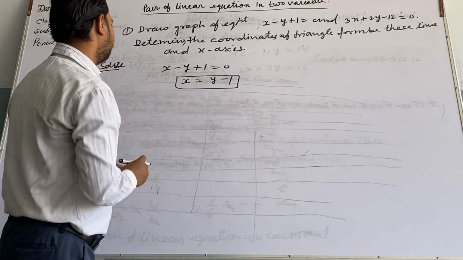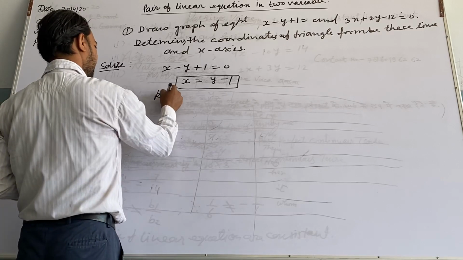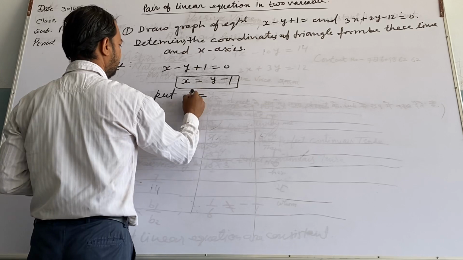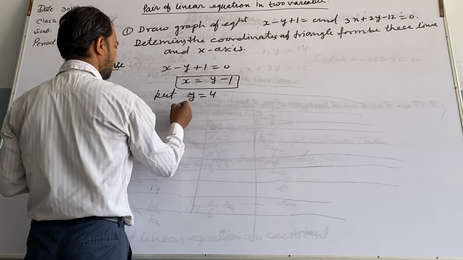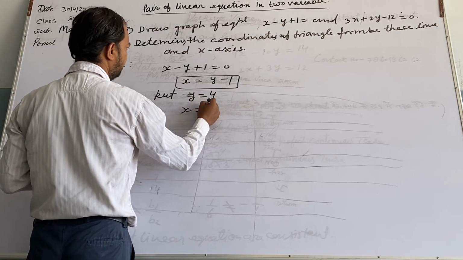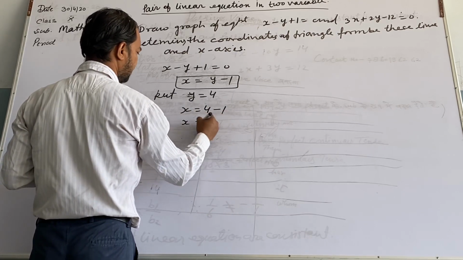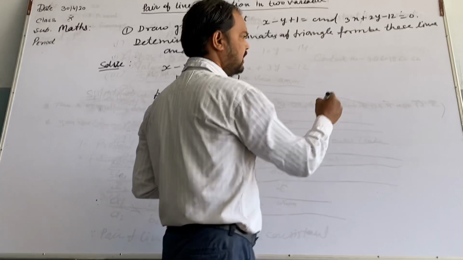Now, in this way, put y equal to 4. So, by putting y equal to 4, x equal to 4 minus 1, you will get 3. So put it here in a box.